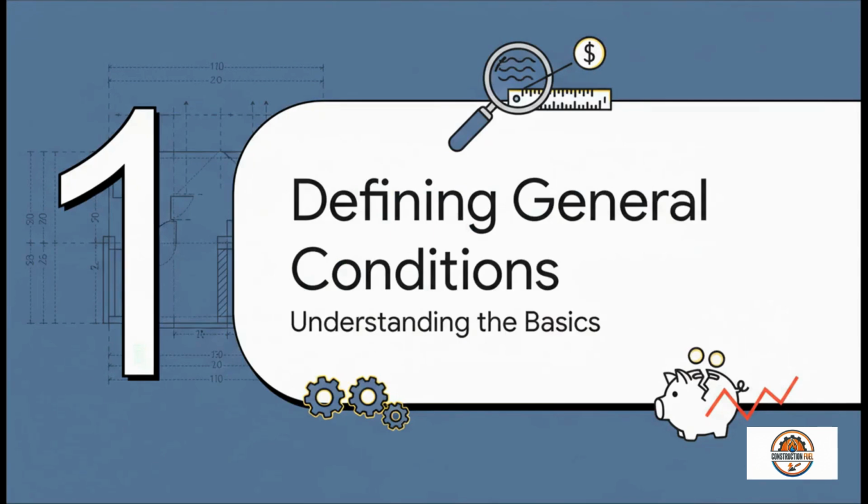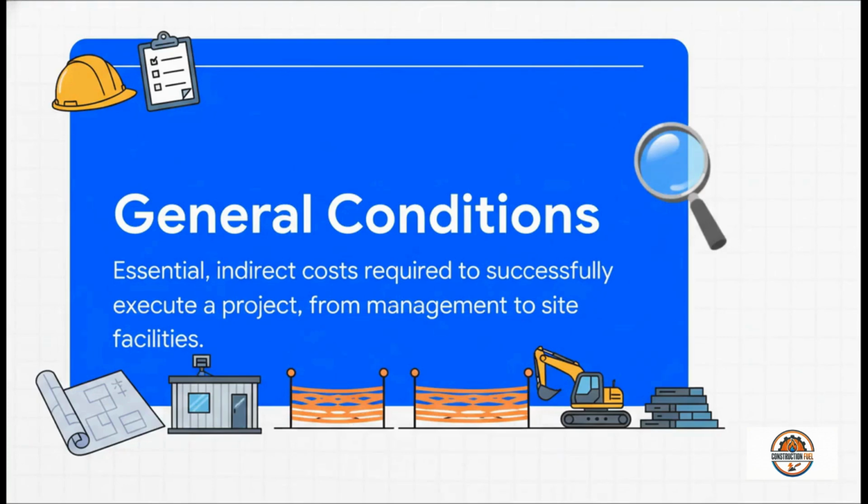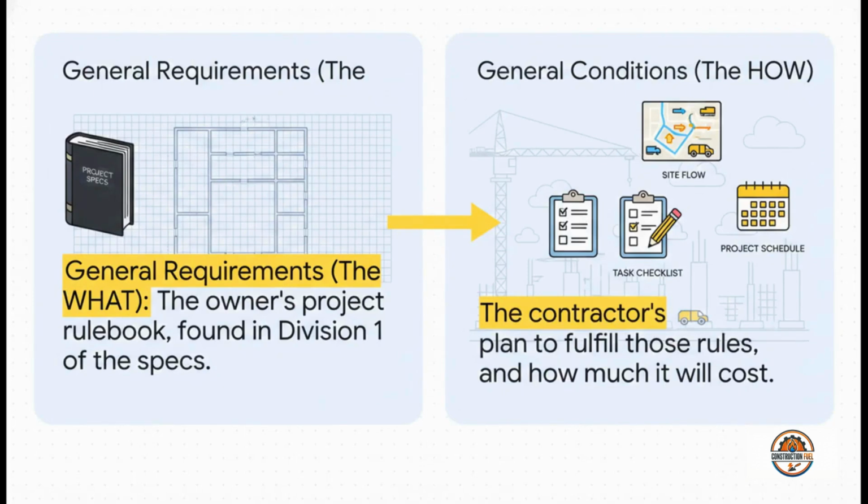Okay, so first things first, let's get crystal clear on what general conditions actually are. Because let's be honest, a fuzzy definition is pretty much the first step toward a busted budget. So let's define our terms. The best way to think about general conditions is like the project's operating system. They're not the steel or the glass, the hardware, but without them, literally nothing happens. They're all those essential, indirect costs, everything from the project manager's salary to the temporary site fencing that make the actual work possible.